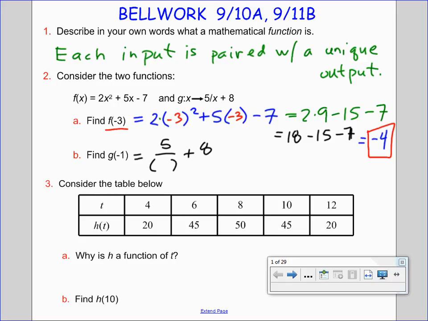Except in this case, every time I see the input, I'll put -1 and work it out. Watch your sign. Positive divided by negative is negative. So I get -5 plus 8, and then I combine my terms, and I get 3.